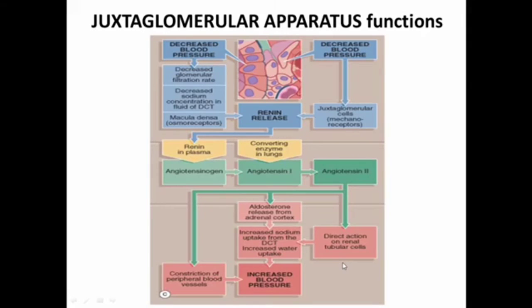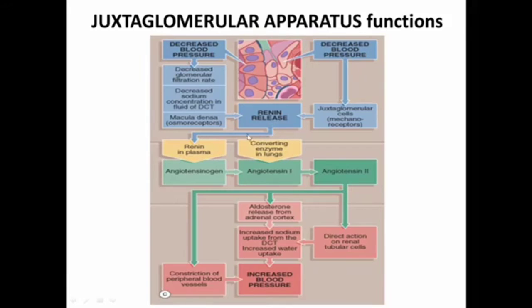This is what I have already told you, that this picture is also very important, because you can see the decreased blood pressure leads to the juxtaglomerular cells, mechanoreceptors, and they stimulate the juxtaglomerular cells for renin release. On the other hand, decreased blood pressure, decreased glomerular filtration rate, decreased sodium concentration, and the Macula Densa osmoreceptor, they stimulate again the renin release.